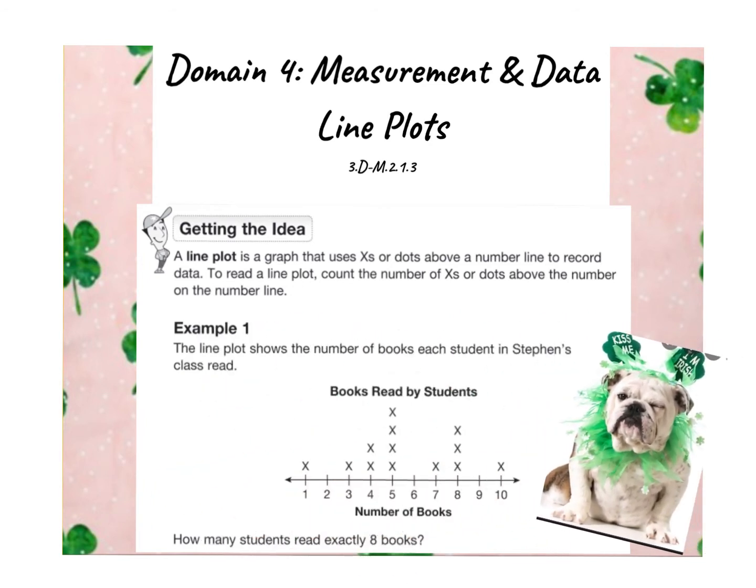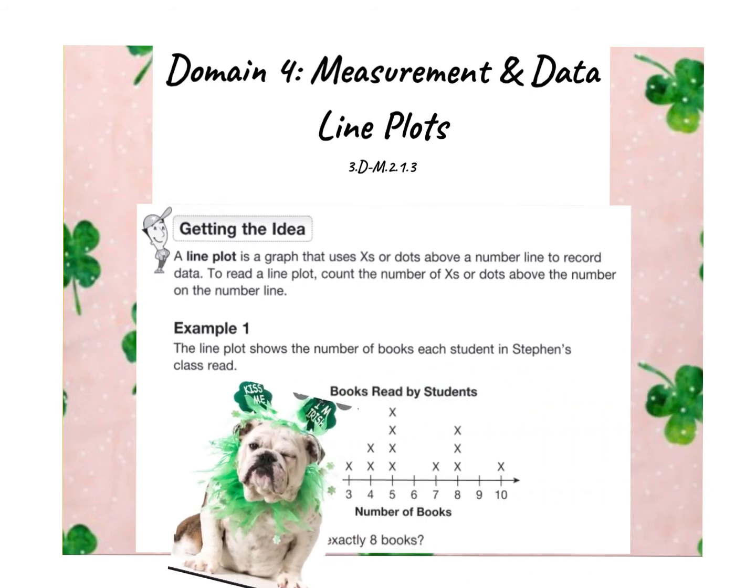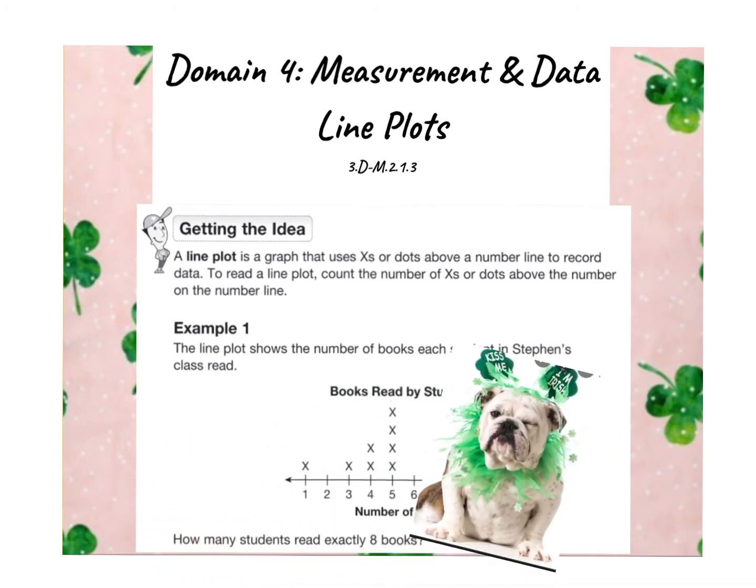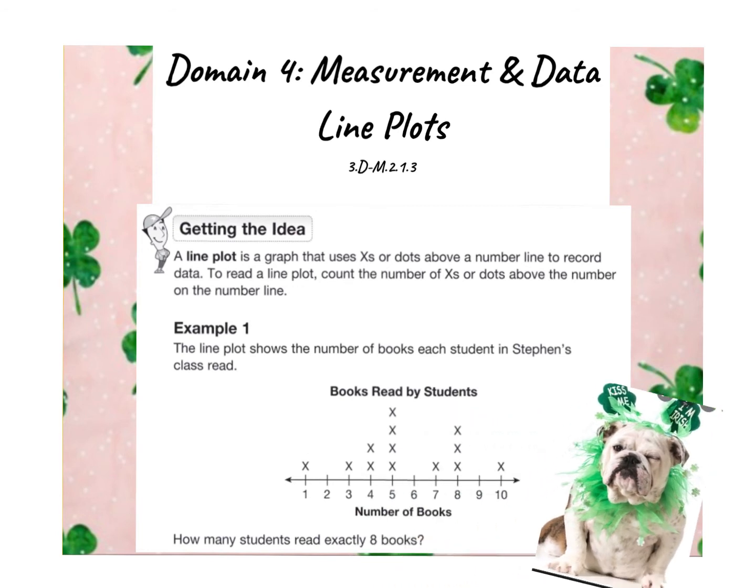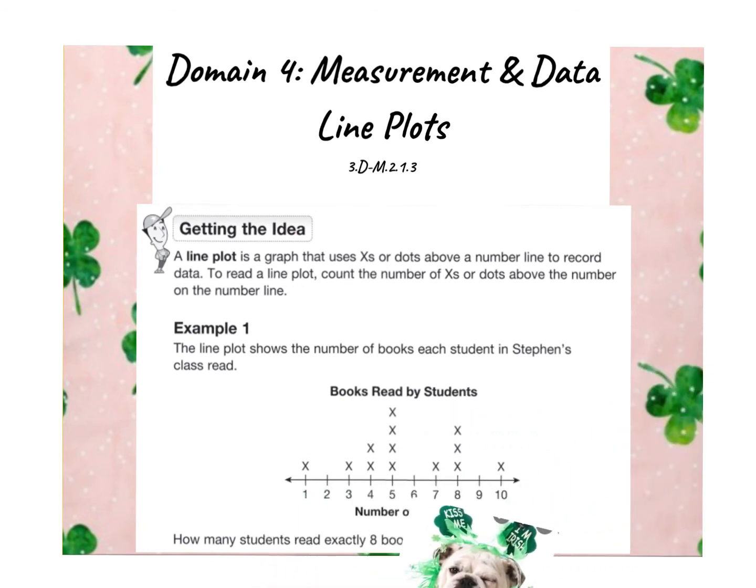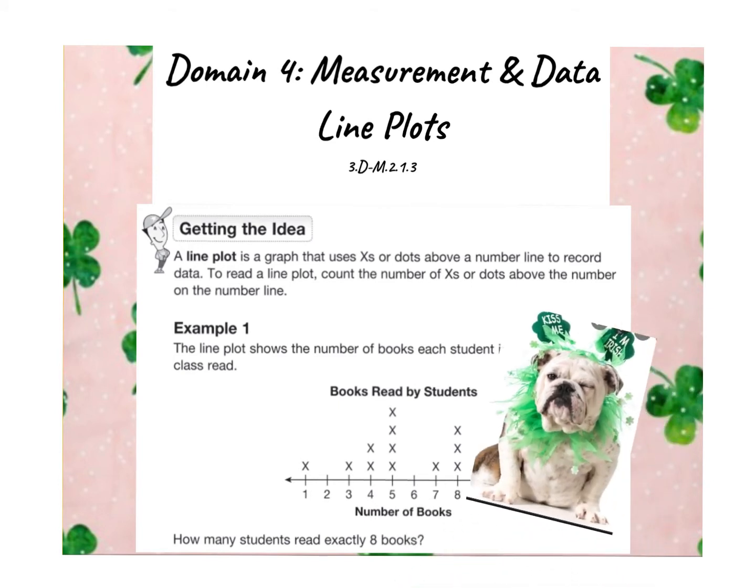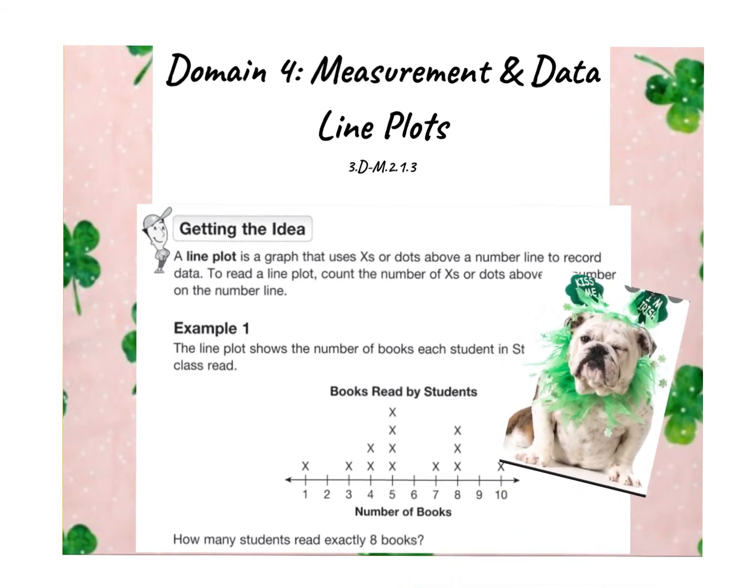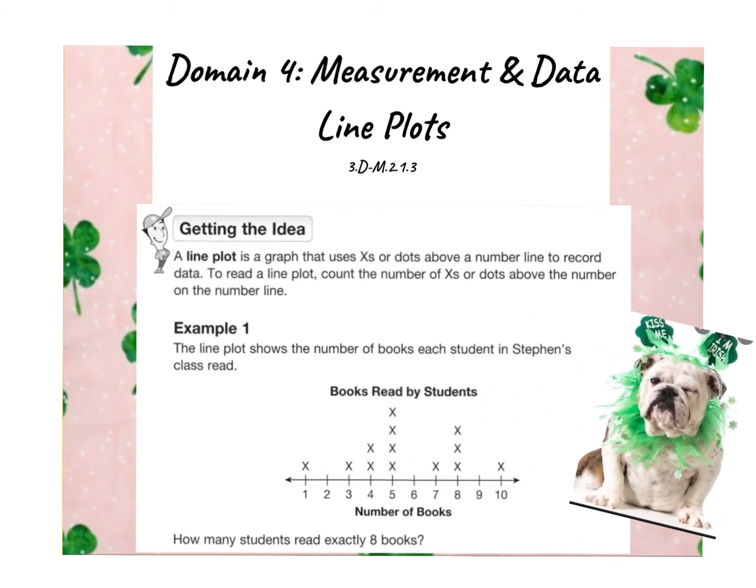The line plot shows the number of books each student in Stephen's class read. So you can see the title right here, books read by students. And now we have a number line starting at 1, going to 10, and it's labeled number of books. And the question's asking how many students read exactly 8 books.